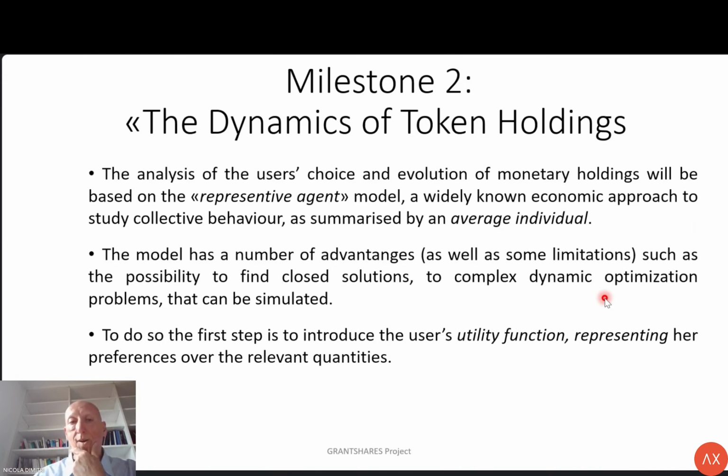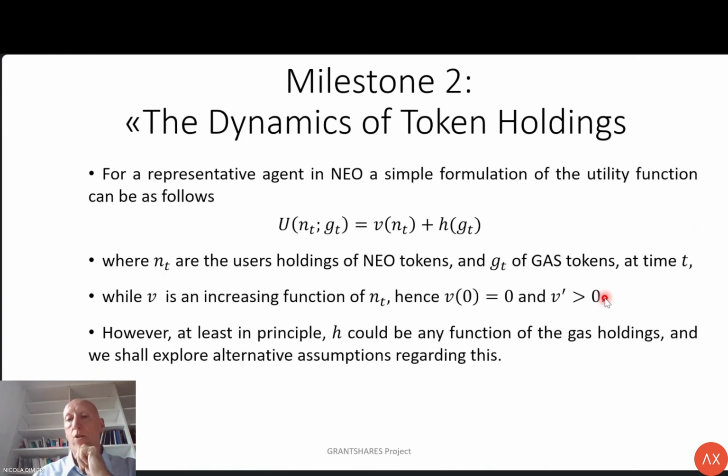The approach that I'm considering to take is what in economics is called the representative agent approach, namely you take somebody like the average individual and then you use the actions of this average individual to find what's going to happen in the whole community. Of course, this is an approach that has some limitations, but also a number of advantages, because it allows you to proceed not only numerically but also analytically, for instance, to find closed solutions for the monetary holdings, for the token holdings. That's what an economist does normally.